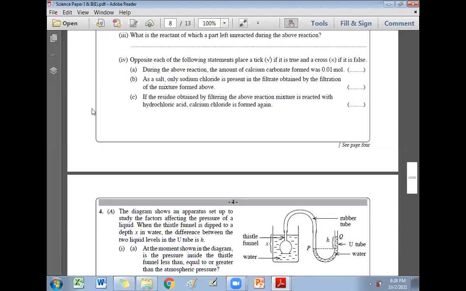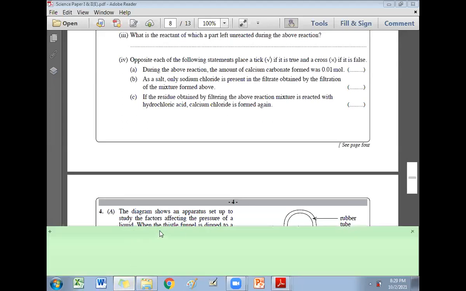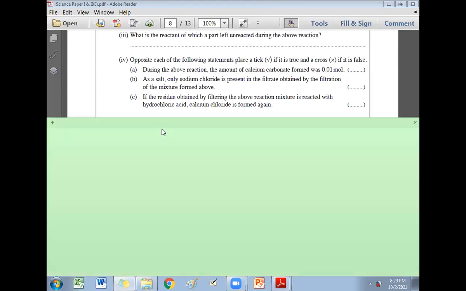Opposite each of the following statements, place a tick if the reaction... During the above reaction, amount of calcium carbonate formed was 0.01. Now they ask how many moles of calcium carbonate formed. Remember, actually this is linked with your grade 10 chemical calculation.